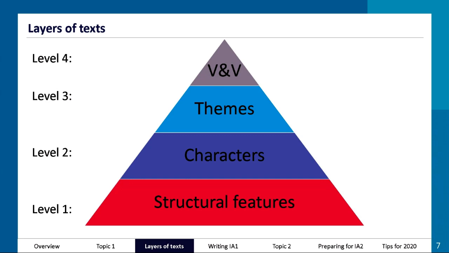So, this is what I call layers of text. Basically, all text can be divided into these different categories. Level 1 is the most basic and the most fundamental. This is where you are talking about structural features, aka most typically quotes, and meta language in general, which I'll come back to in a second. But this is the fundamentals of what a text consists of, literally the language that's on the page.